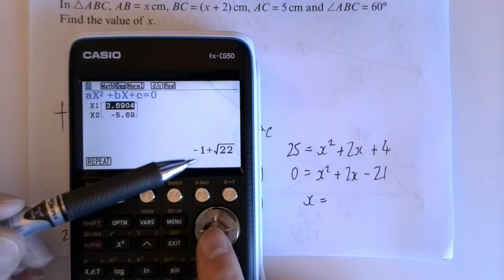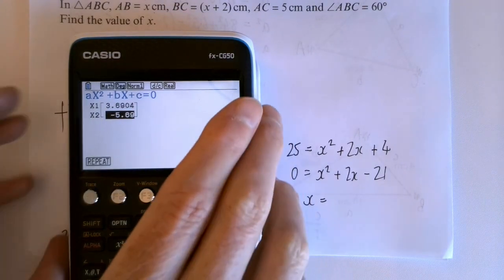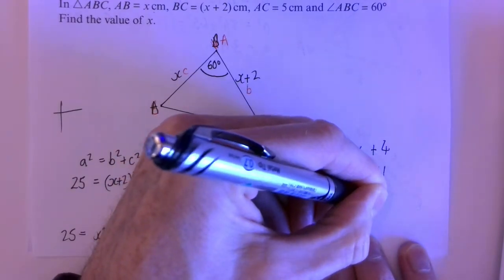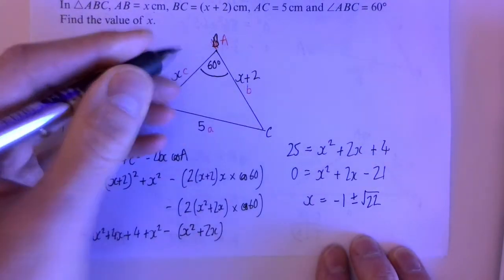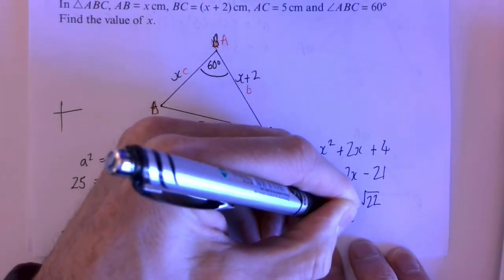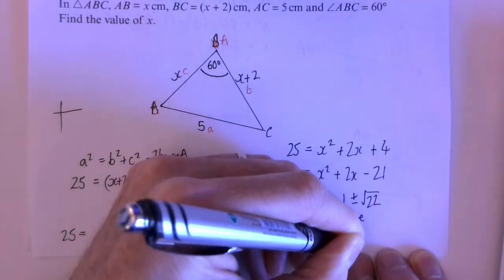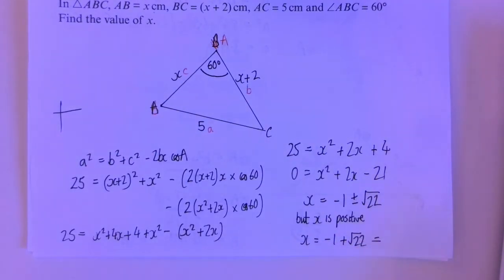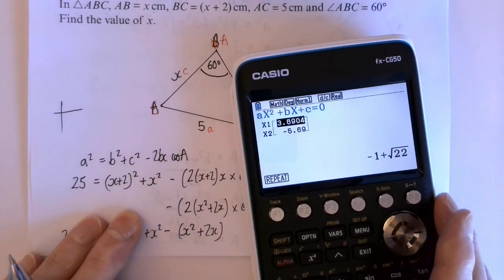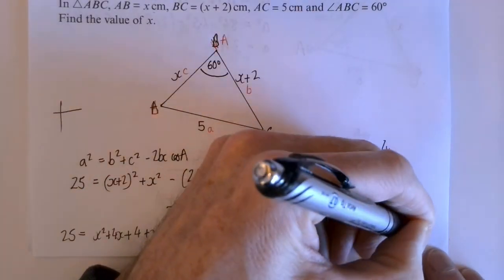Okay, so I get my 2 values, and you know I'm going to adopt a belt and braces approach here. So I'm going to say, okay, it's minus 1 plus or minus square root of 21, but x has got to be positive, hasn't it? So x equals minus 1 plus the square root of 22, and that rounded is 3.69. And that is centimetres.